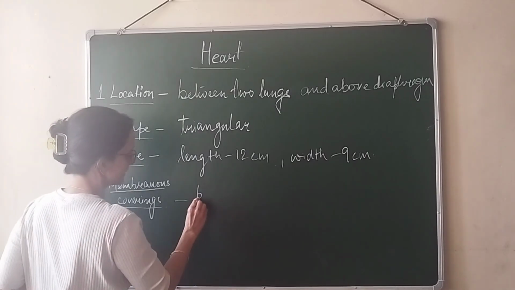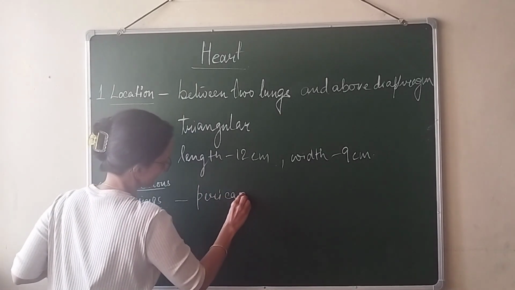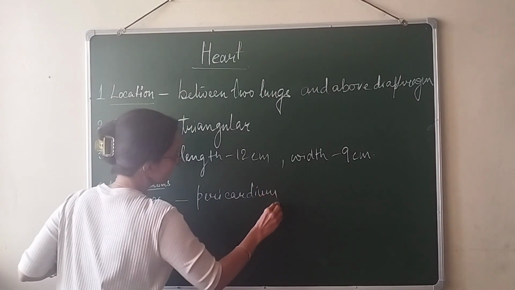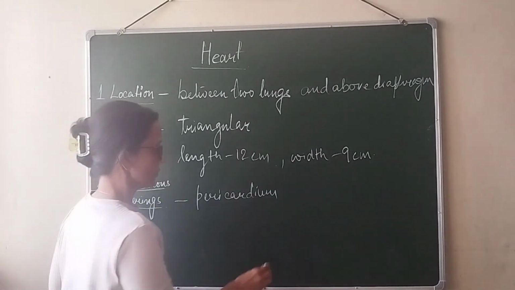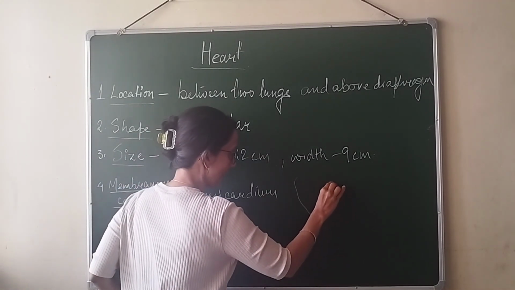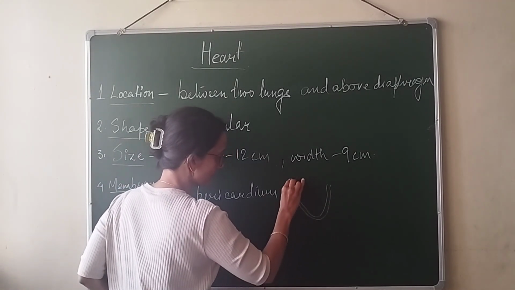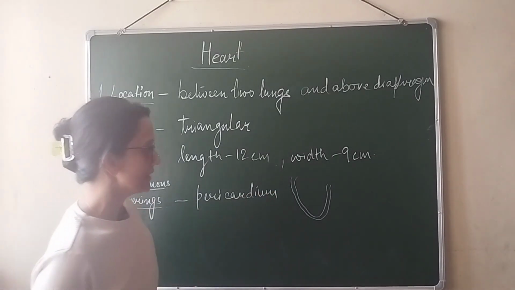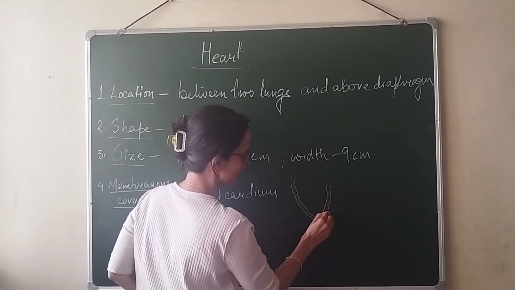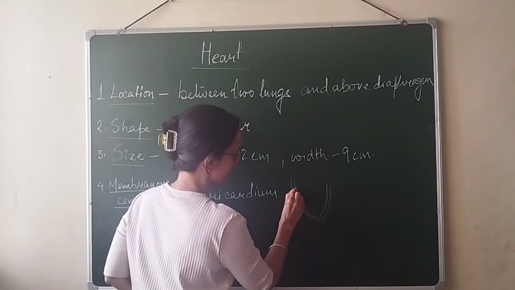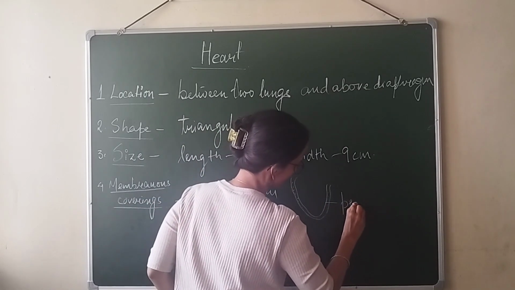are called pericardium. And there are two such membranes. So there is one membrane and then there is another membrane around it. And between these two membranes there is a fluid present. The name of this fluid is pericardial fluid.